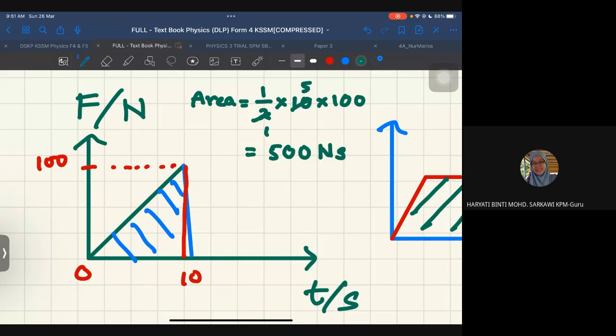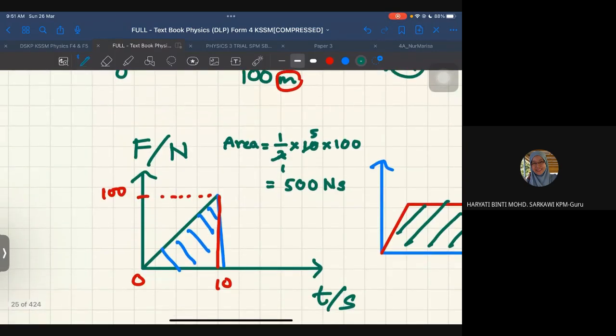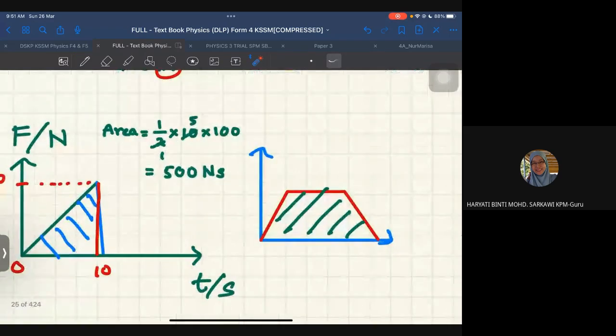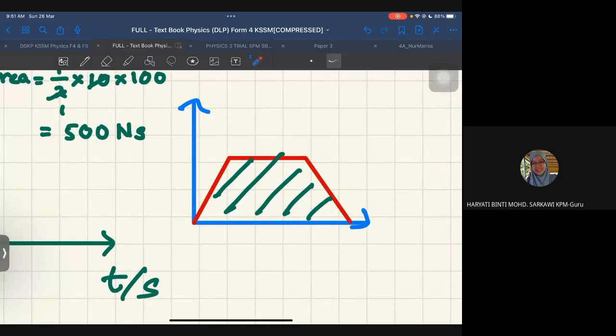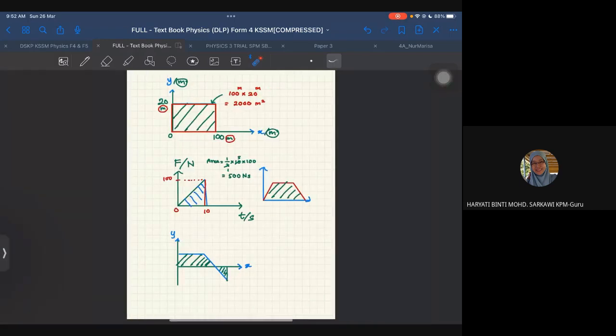Clear? And if you want to calculate the area under the graph, you need to refer to what is the shape of the graph. If it is like this, rectangle, so times it direct. If it is a triangle, you need to have half in front. If the shape of the graph is trapezium like this, you need to use the formula for trapezium. Let's say this is A, this is B, and then the height, let's say C. So the area of this trapezium using formula is half A plus B times C. Like that. Area, unit, U times. This one also the same thing.